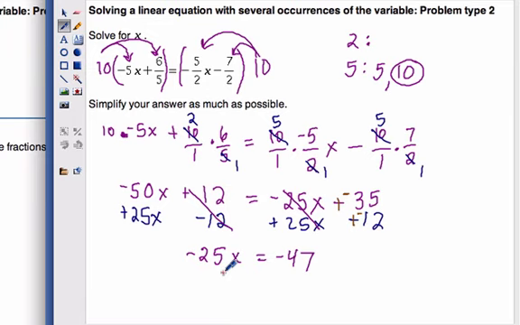Now you're going to divide both sides by a negative 25. And you get x equals, a negative divided by negative is a positive, so we get 47 over 25.